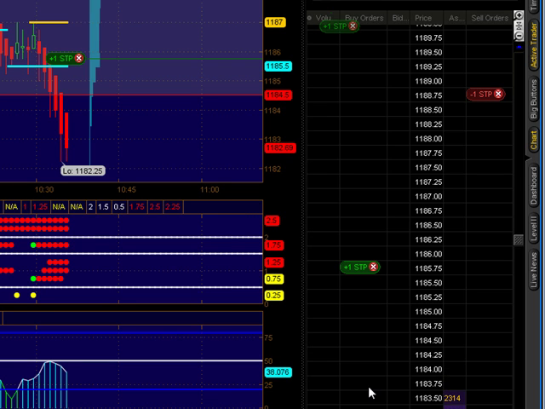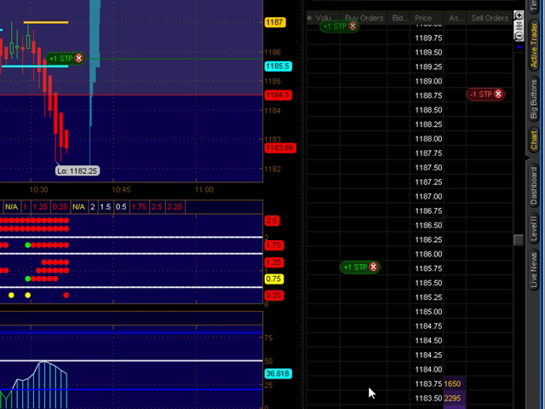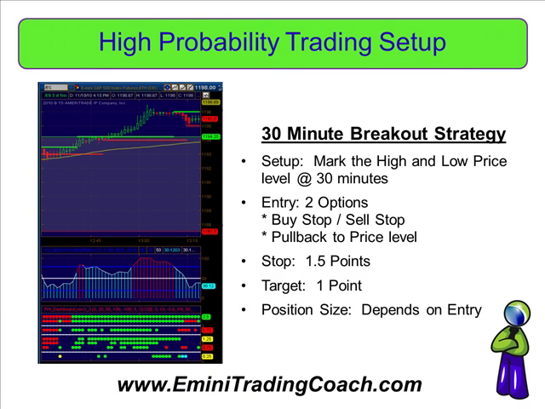And again, on the ES, what's great about it is that everybody sees the trade, and so those people are also putting momentum behind the trade. So once again, here are the rules to the trade. We want to mark the high and low price of a certain time frame. In this instance, it's 30 minutes. You can use a buy stop or a sell stop or a pullback to get into the trade. Identify your stop at 1.5, and your target is 1 point.